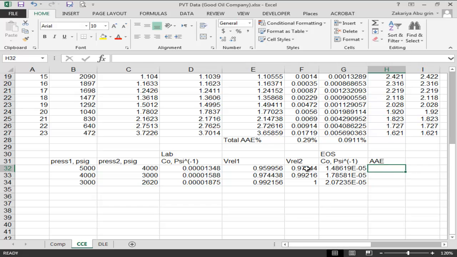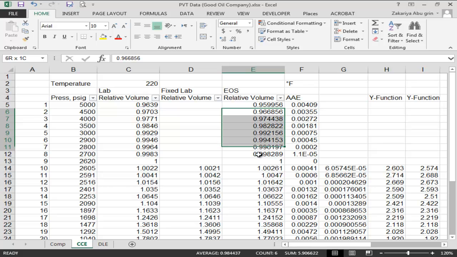Here we have taken the relative volume from the equation of state, which we took from the software, because now we will compare our equation of state with the lab measured data.